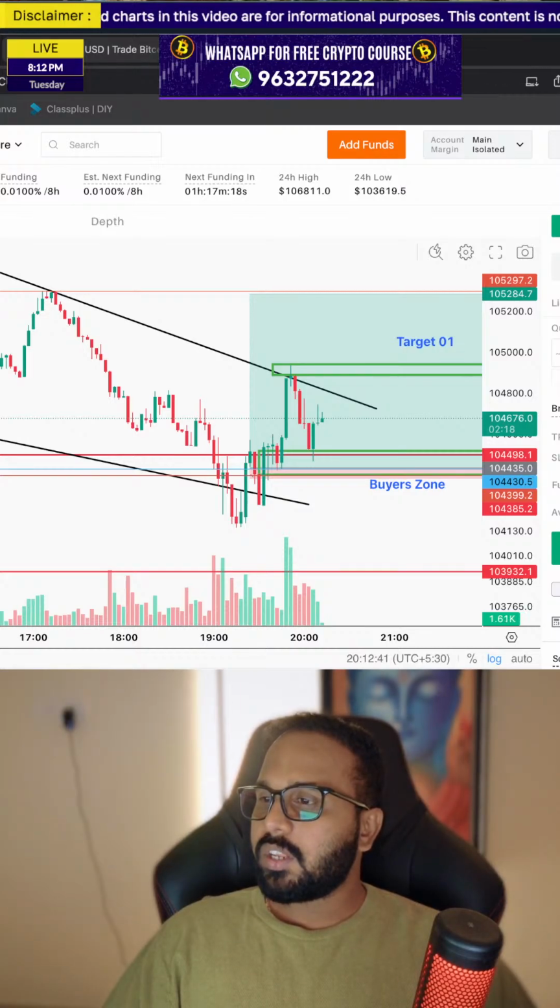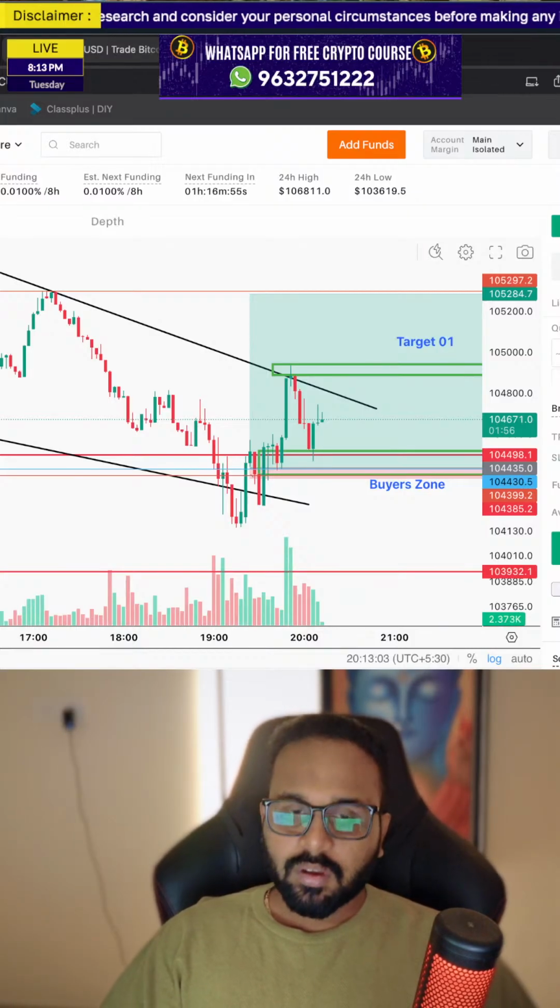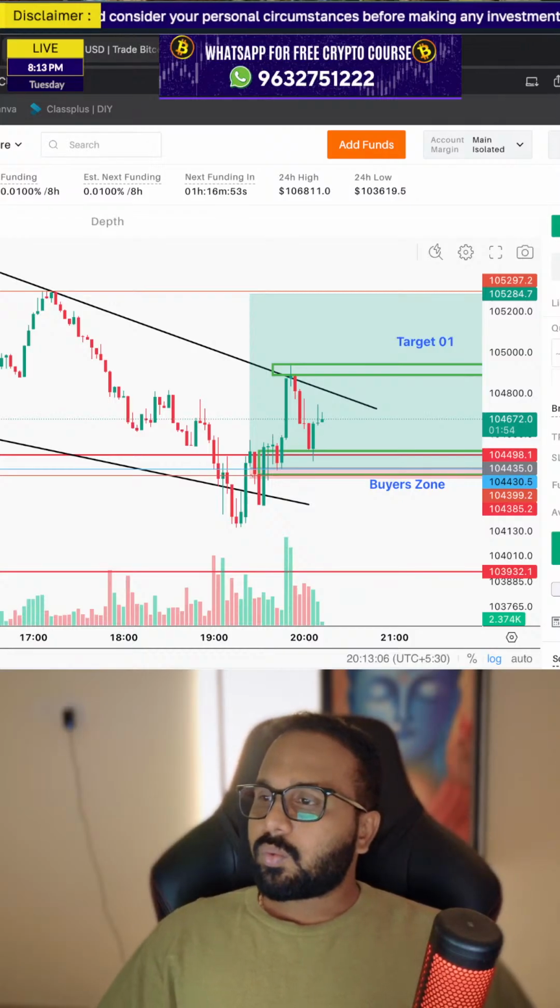In the 970 zone. If S&P 500 goes to 970, Nasdaq has to go to 19,250. Even if it does not go up to that zone, at least if it goes to 160, 170, that would be fine.